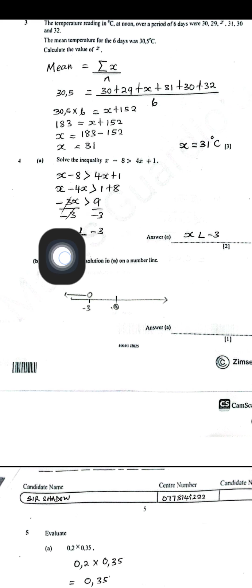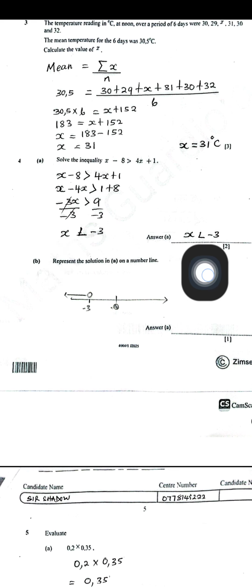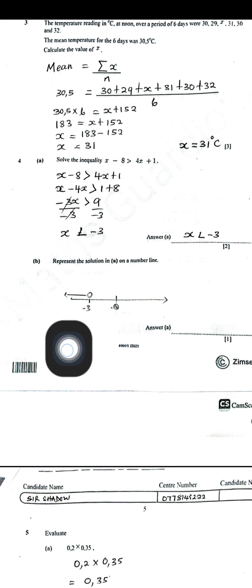So divide both sides by negative 3 to find x. Whenever you divide both sides by a negative number, the sign will change. If it's greater than, it becomes less than. If it is less than, it becomes greater than. If it is greater or equal to, it becomes less or equal to. Right? So this gives us x less than minus 3. So the solution is right here, x less than minus 3.